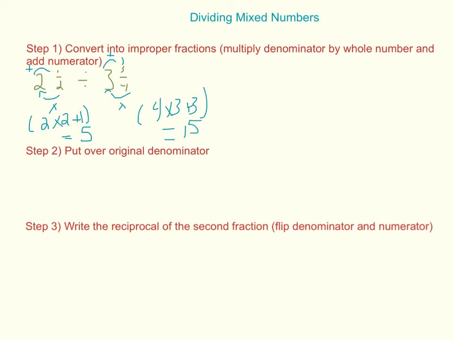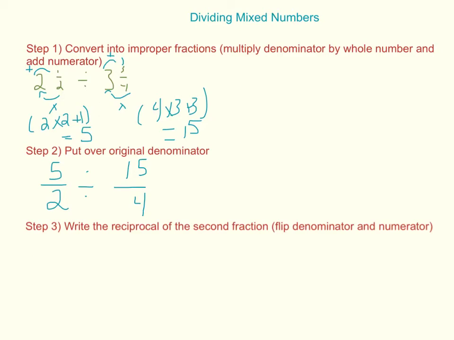Now for step 2, it says we need to put over our original denominator. Well, we're dealing with 5 here, whose original denominator was 2. So this is going to become 5 over 2. And this one here, we've got 15, and its original denominator was 4. So we're going to write down 15 over 4. Now we've got our improper fractions.